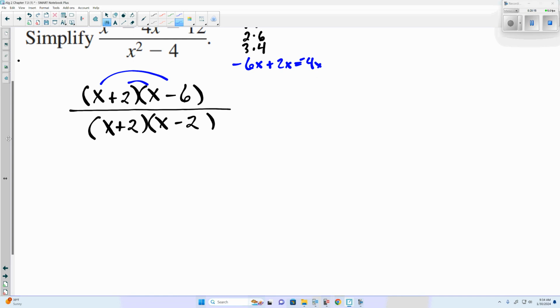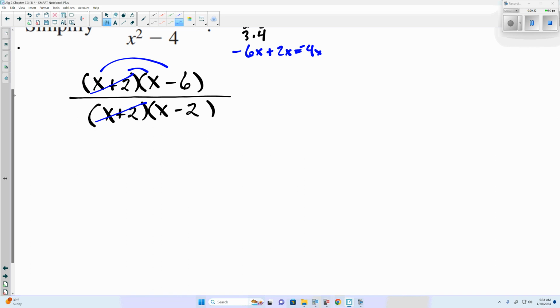So now we see that we do have x plus 2 in common on top and bottom, yes? And because it is multiplication now, we can cancel it out. We couldn't cancel it out before because of the addition, subtraction, it is holding it together. Here, we can do that, because what it leaves us with is x minus 6 over x minus 2.